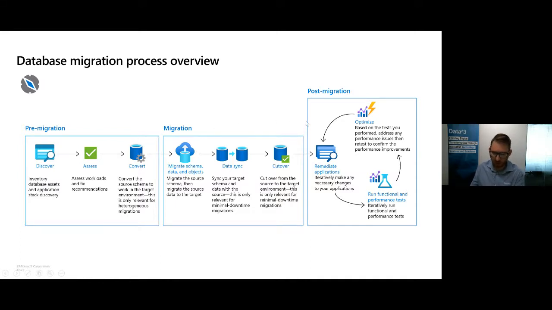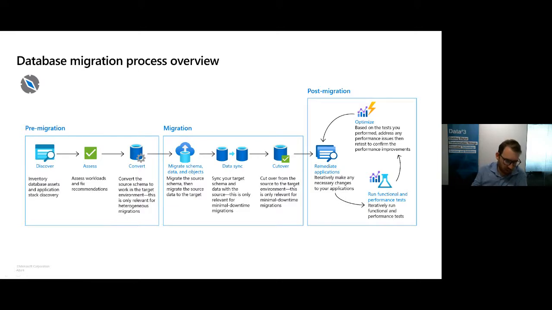And then, obviously you do a test migration first, and once you've tested and it's all fine, you migrate. You would then take care of any remediation you need, take those actions, run all your functional and performance tests, and continue to optimize. And that may be a simple process, particularly the optimization and testing, as you then move databases over and adopt cloud services with it.